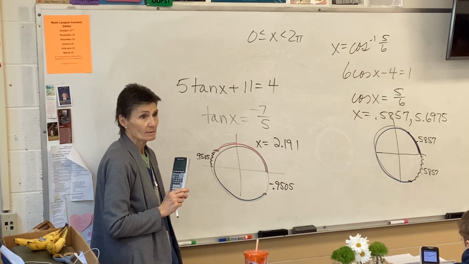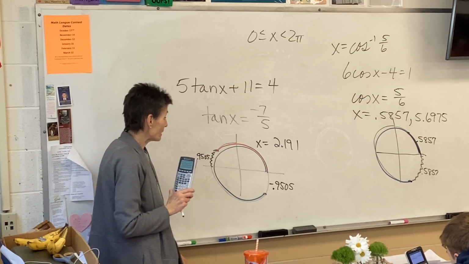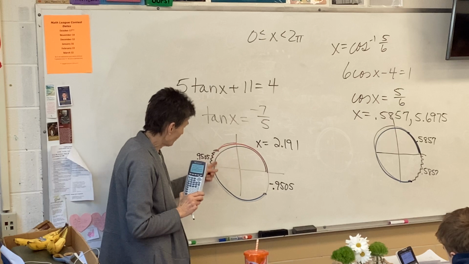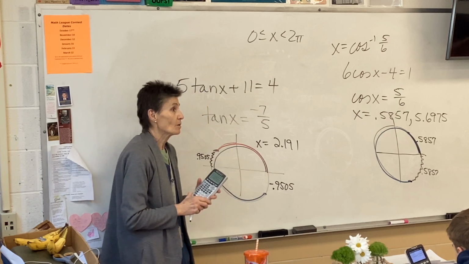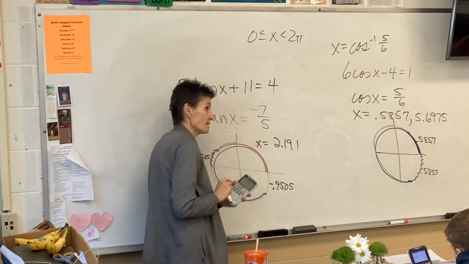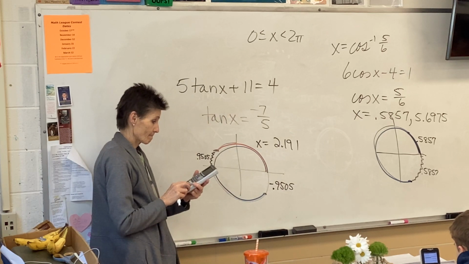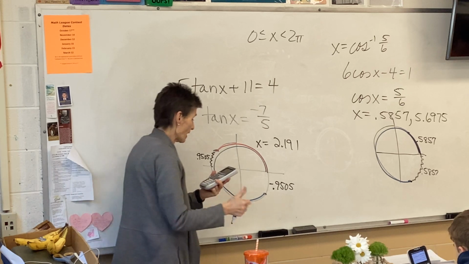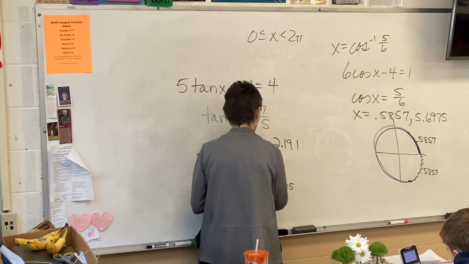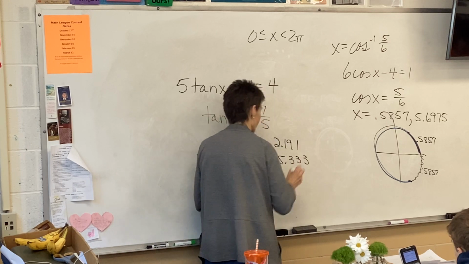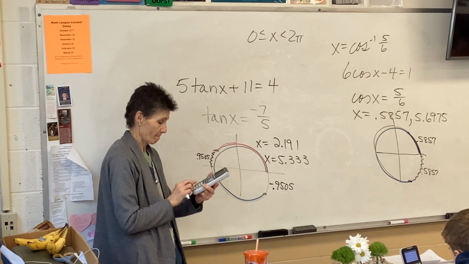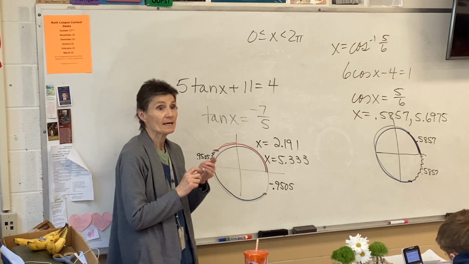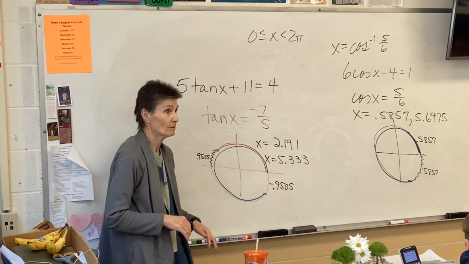Did you get that? Somebody? All right, now I need the blue one. Where's the blue one coming from? Well, blue is all the way around to here. So that's going to be 2 pi minus that, .333. Okay, you all right with that in case we run into a problem where we need to use our calculator?